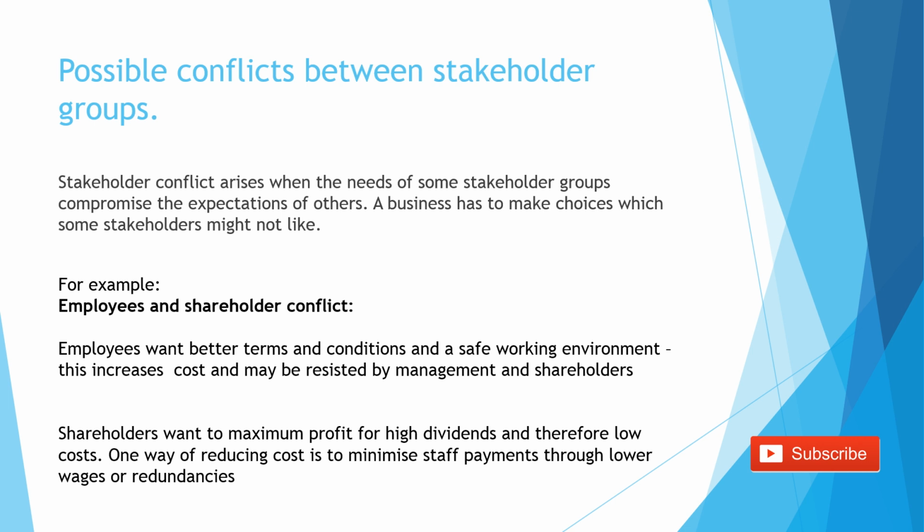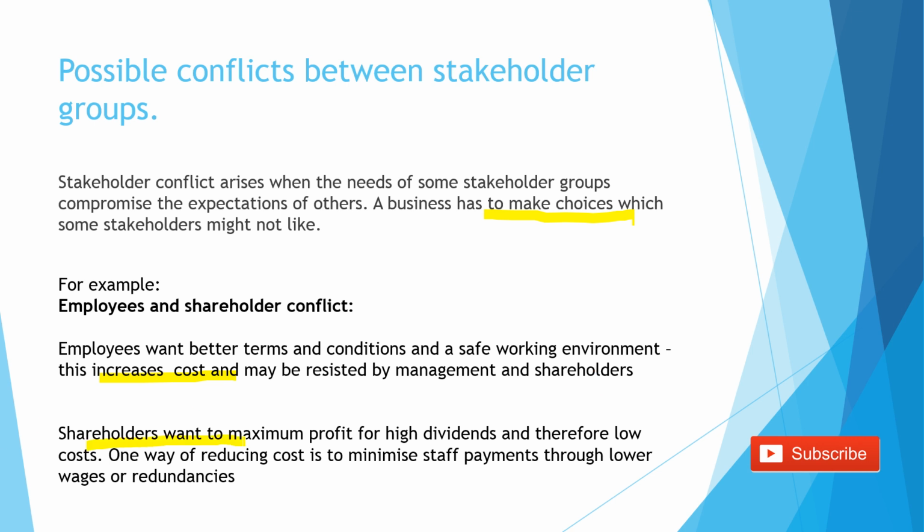So stakeholder conflicts arise when the needs of some stakeholder groups compromise the expectations of others. A business has to make choices which some stakeholders might not like. For example, employees and shareholder conflict. Employees want better terms and conditions and a safe working environment. This increases cost and may be resisted by managers and shareholders, because managers will want to minimize their budget and not overspend, and shareholders would want to minimize the cost so they could get better return for the amount of money that they have put into the business.